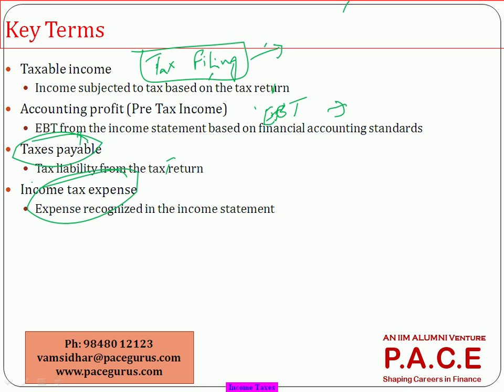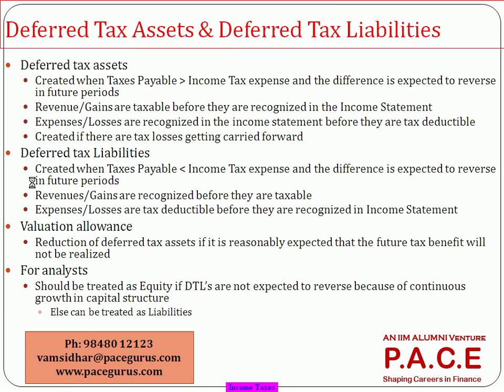It may be different from your income tax expense. It may be higher in some periods and lower in some periods, and that adjustment is what will go into two terms called deferred tax assets and deferred tax liabilities. It's not that you have not paid the tax, because you have paid the tax as it has to be paid, but your financial statement is showing something different, right? Let me give you a simple example.